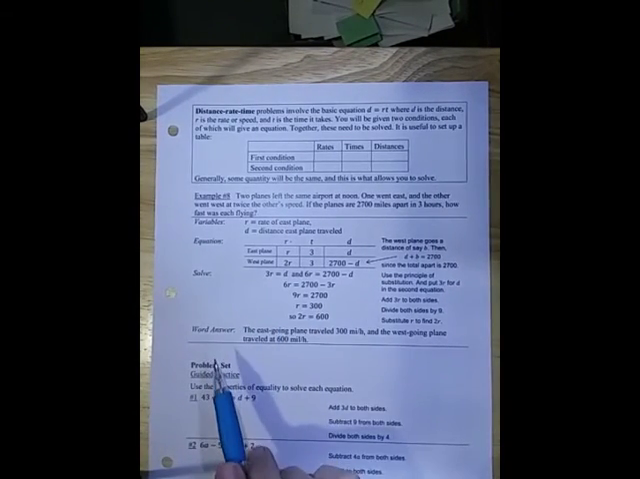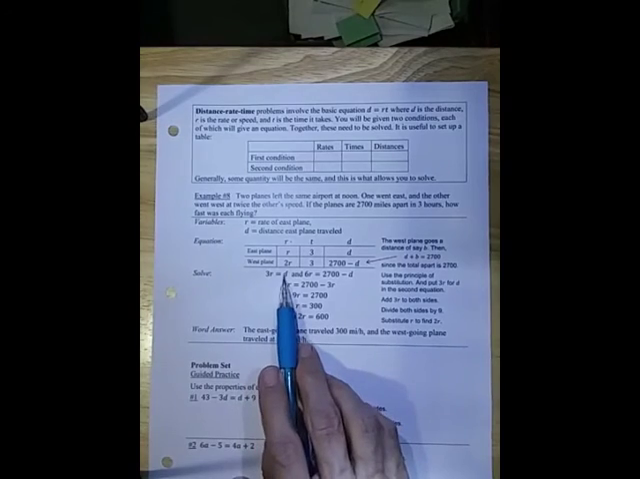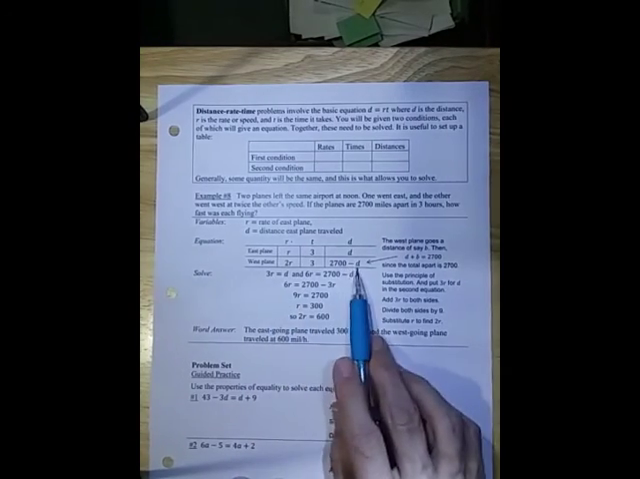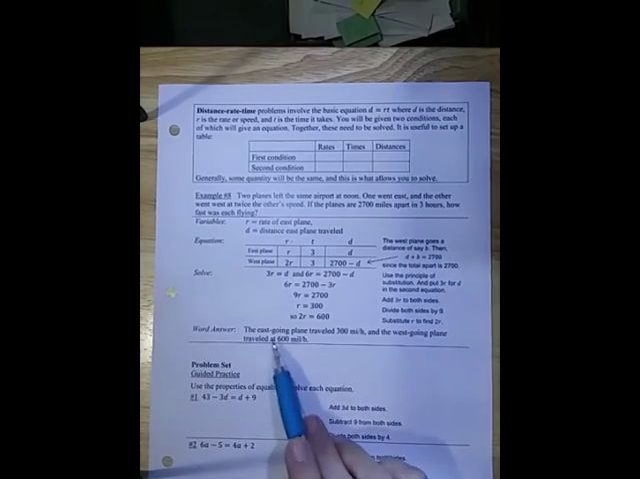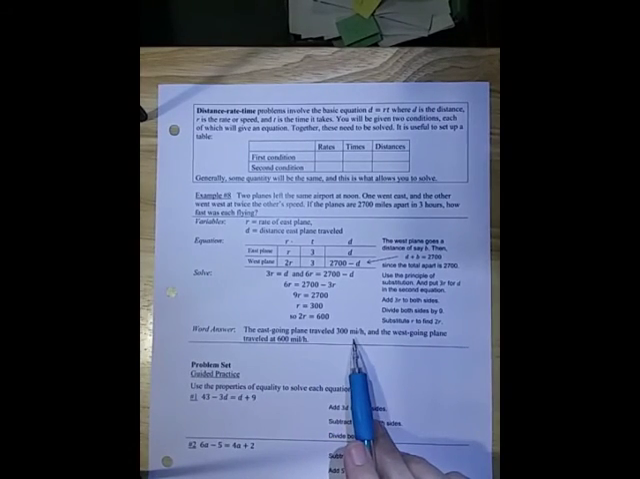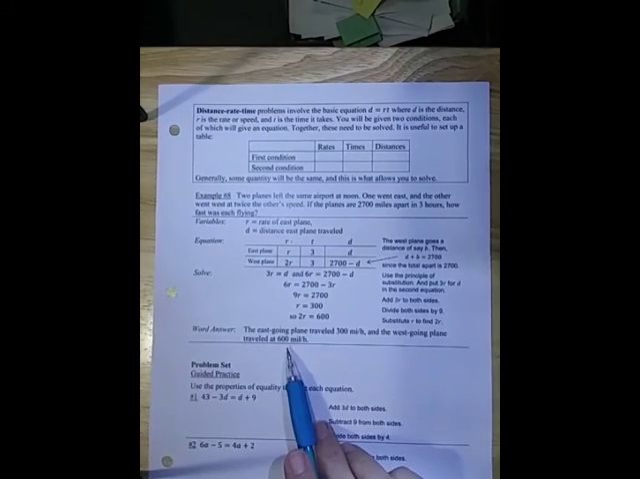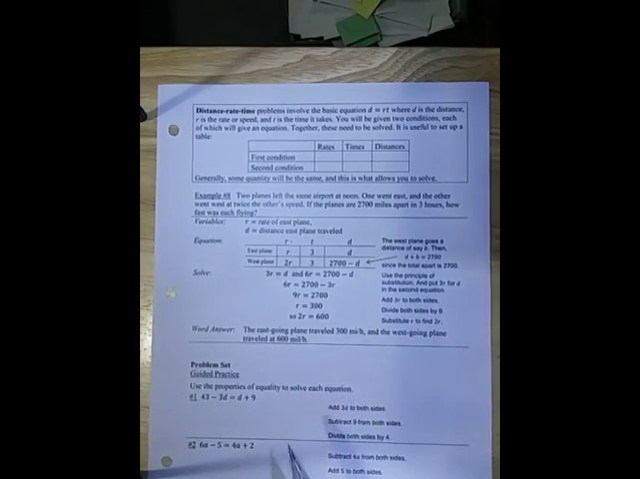If we wanted the distance, if we put r in there as 300, the distance is 900 here, and this would be 1,800. So if they asked us the distances, we would say the east-going plane traveled 300 miles an hour and went 900 miles. The west-going plane traveled at 600 miles an hour and went 1,800 miles.